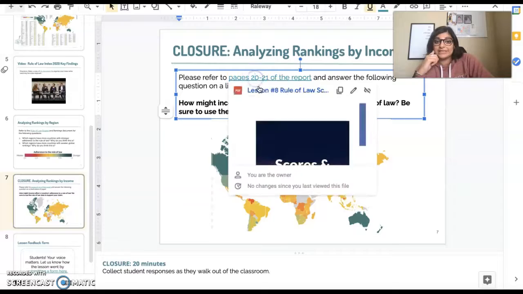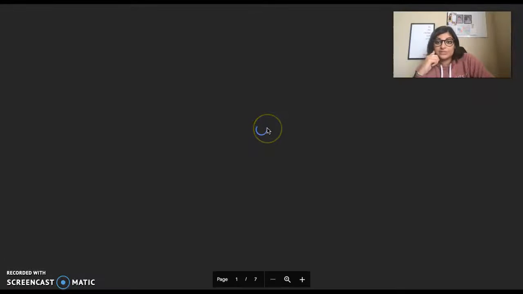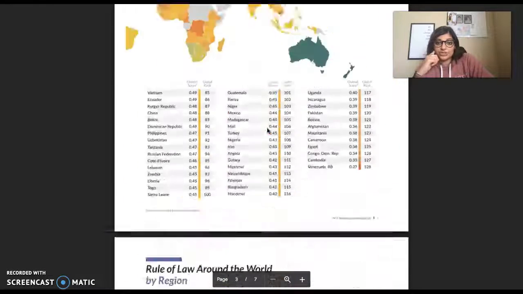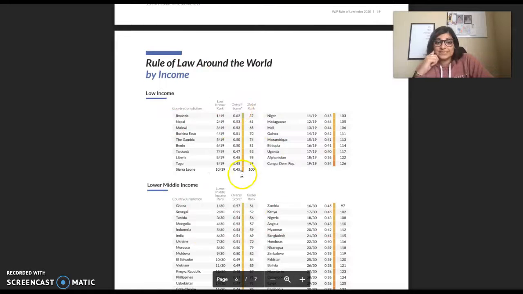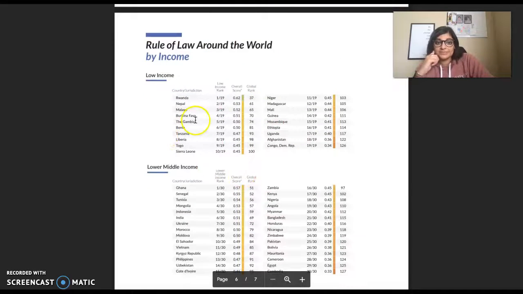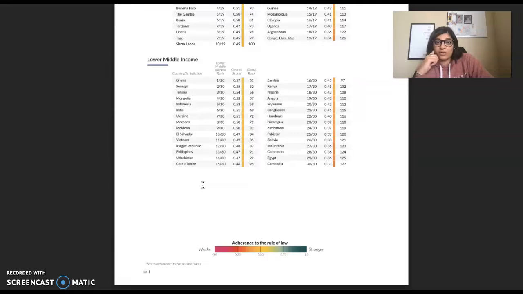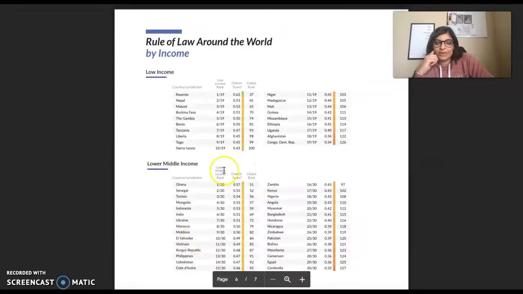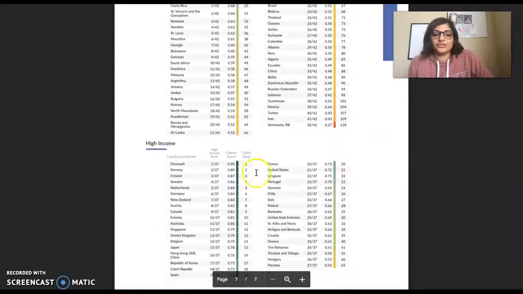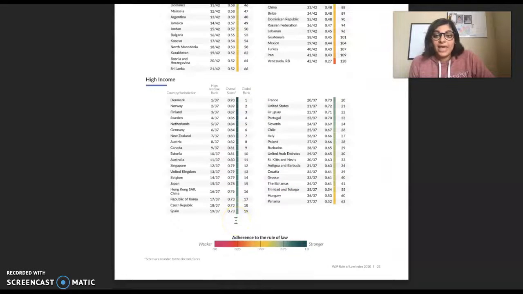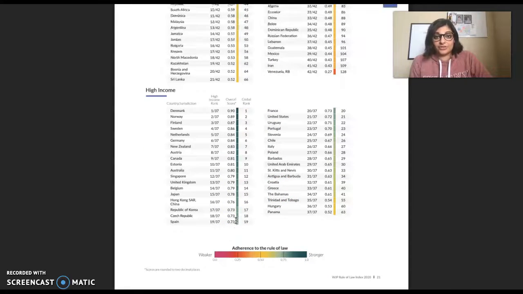So pages 20/21 of the report. So this is the rankings document I was just showing you. So if I scroll down to 20 and 21, this is rankings by income. So rankings of low income, rankings of lower middle, noticing the trends of, okay, what are the colors in low income and low middle income, and how do those colors change as we get to higher income, and what does that tell us about adherence of rule of law in those countries, right?